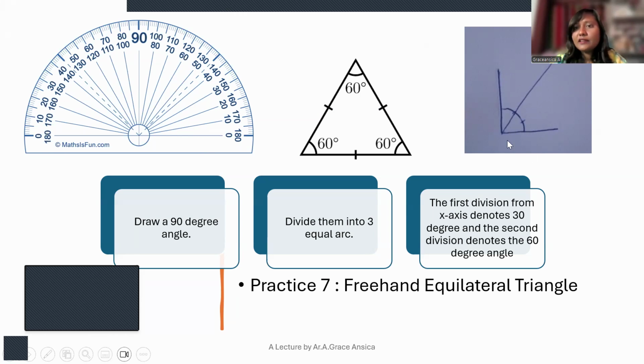I put a 90 degree angle, x-axis, y-axis. The second portion, I'm going to draw a line like this. So this is going to give me the 60 degree. Repeat the same for the two corners. If you do it for here and here, automatically it is going to join in a 60 degree on the top area. So that's how we do the freehand equilateral triangle.